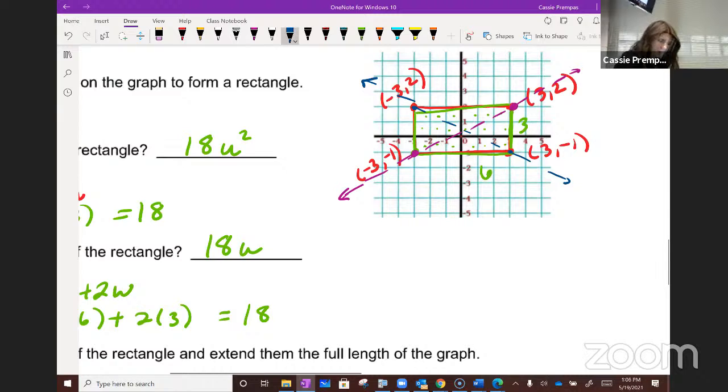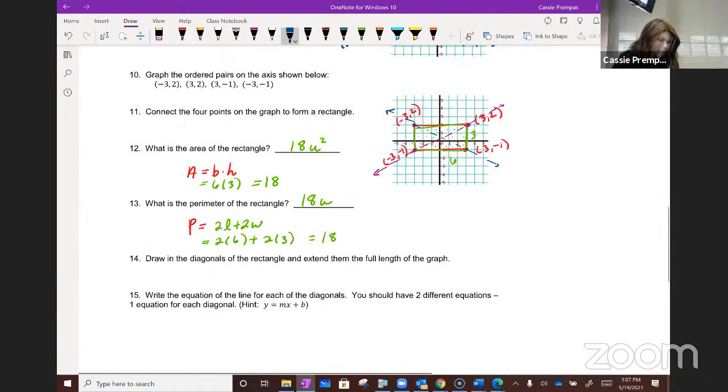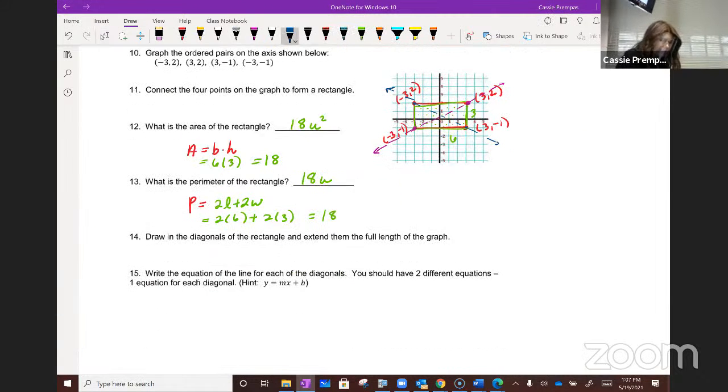All right, that's done. Number 15, write the equation of the line for each of the diagonals. You should have 2 different equations, 1 equation for each diagonal. So let's start with the first diagonal. I'll just call it diagonal 1. And my diagonal 1 had the points -3, -1 and 3, 2.